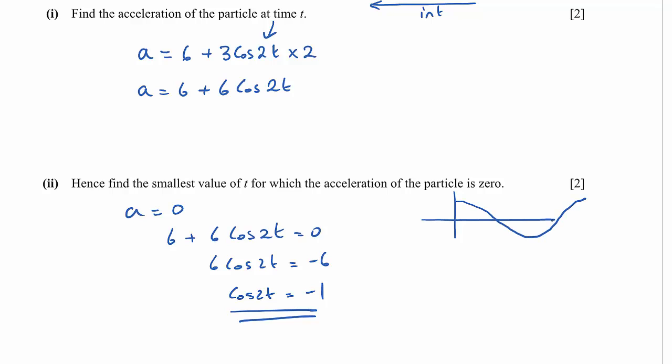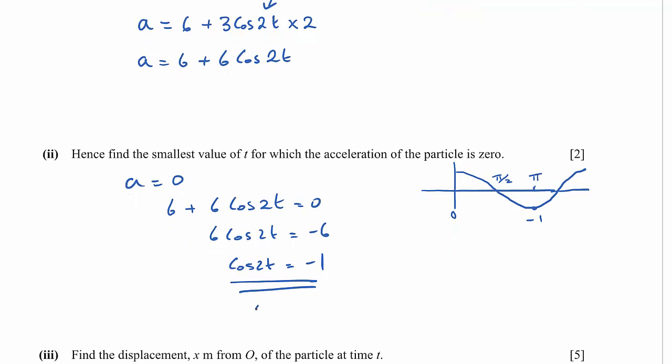So it does this. And this is where it's negative 1. And we must be in radians because we're doing calculus. So this is 0, this is pi by 2. This is pi. So the cosine of pi is negative 1. And that means that 2t is equal to pi, and therefore t is equal to pi by 2.